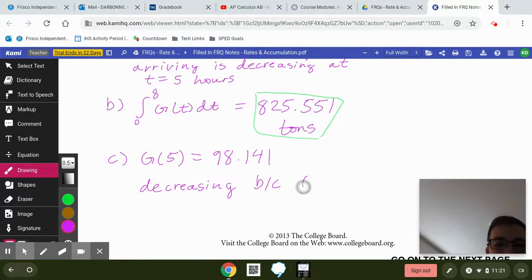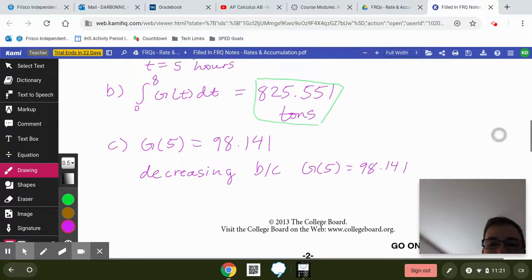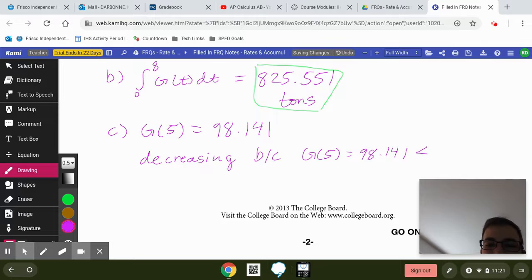And that would be because g of 5, which equals 98.141, is less than 100, the rate of gravel being processed.